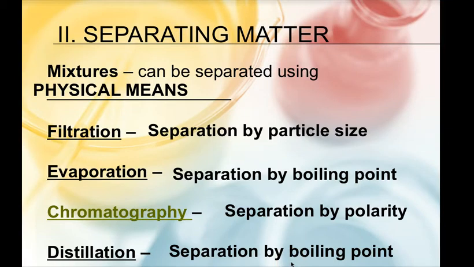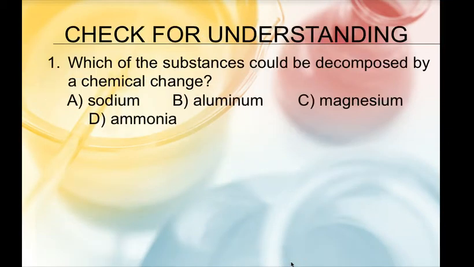Okay, and let's go on. Check for understanding. Which of the substances could be decomposed by a chemical change? The only substances that can be decomposed by a chemical change are compounds, and the only compound there is ammonia. You will not find ammonia on Table S. Remember, Table S only actually gives you the symbols and the names of the elements. So if you're not sure which of these is a compound, just look for the one whose name does not appear on Table S.